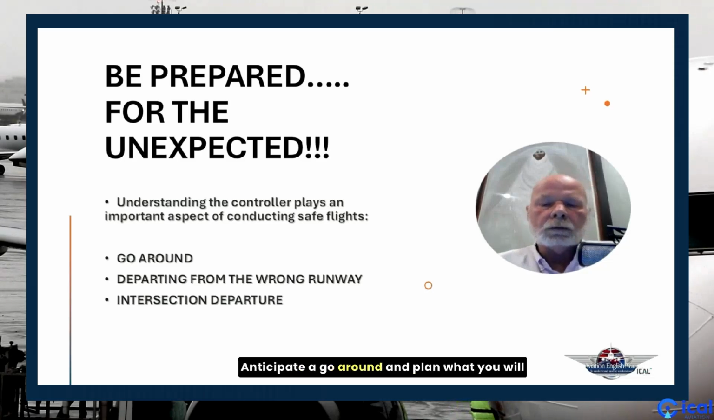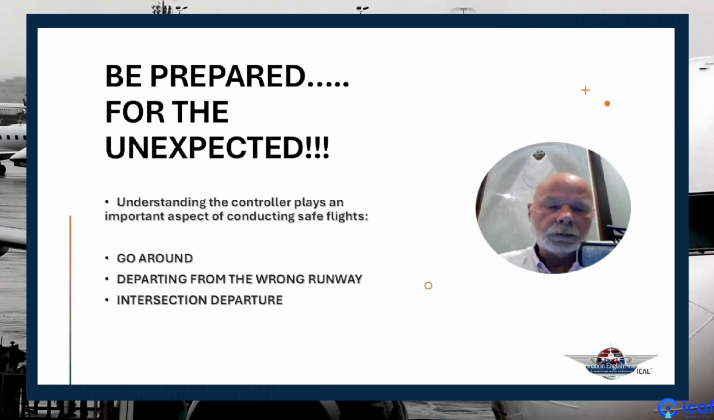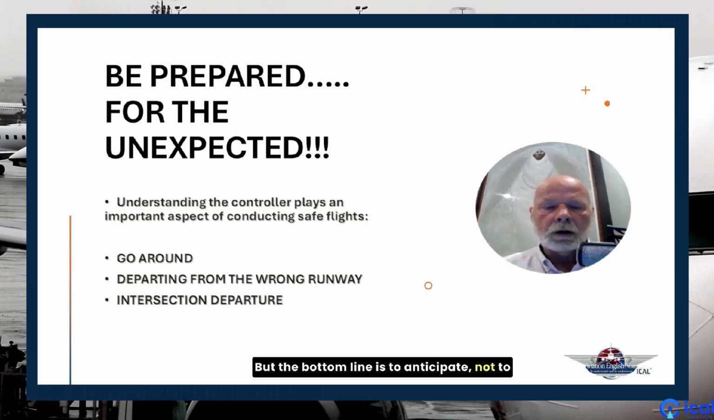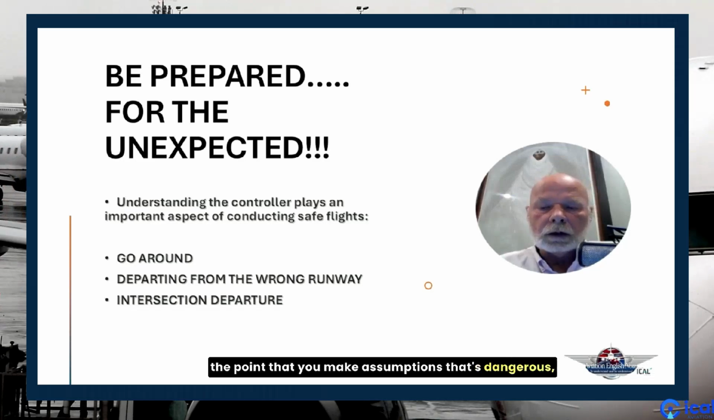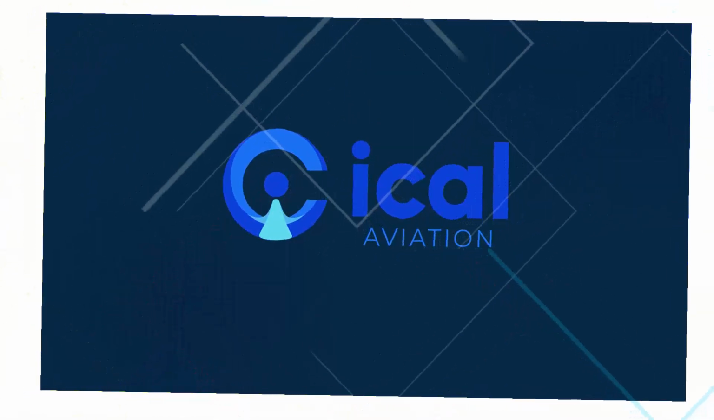Anticipate a go-around and plan what you will do if another aircraft on final to an intersecting runway also takes your go-around instruction. If you hear an instruction and it seems odd, question it. But the bottom line is to anticipate, not to the point that you make assumptions. That's dangerous. But anticipate other pilot and air traffic control errors.